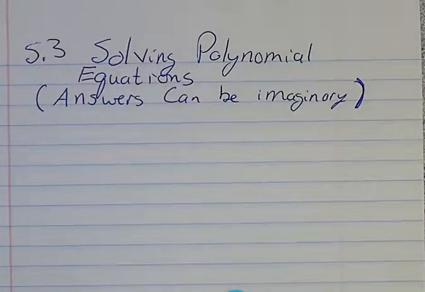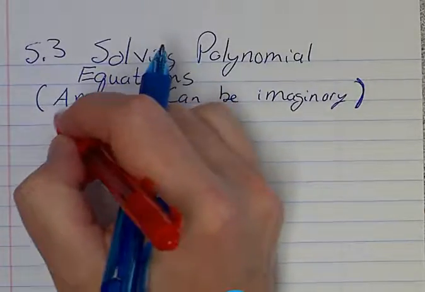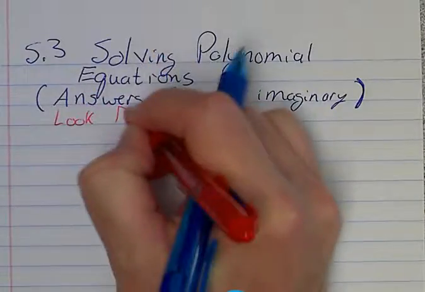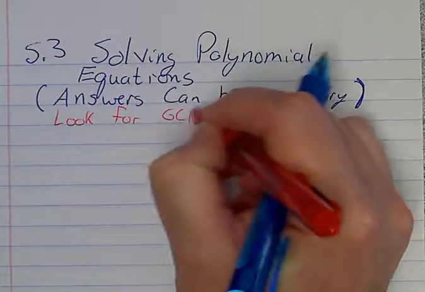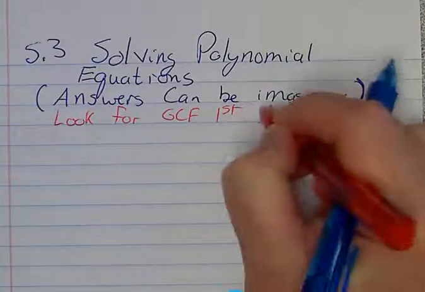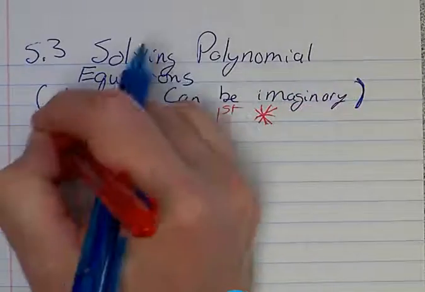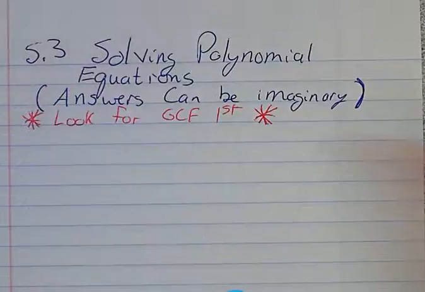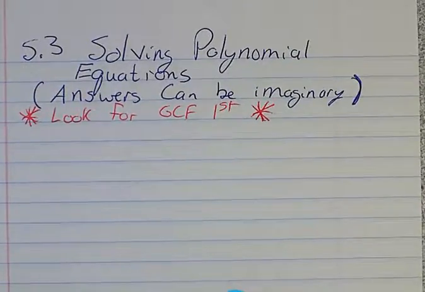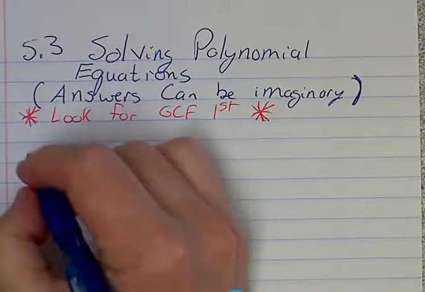And similar to what we did yesterday, you still want to look for your greatest common factor first. We mentioned that yesterday when we were going through some parts on it and solving some different things. Same thing for this one today. Even if you're solving equations, you still look for the greatest common factor first. So those things are still kind of the same.